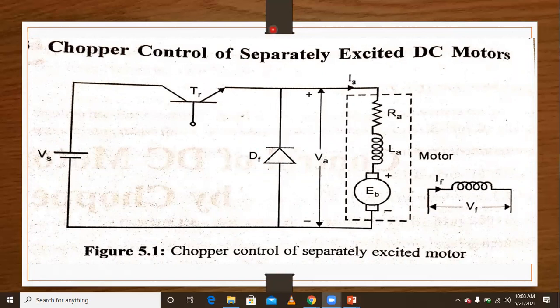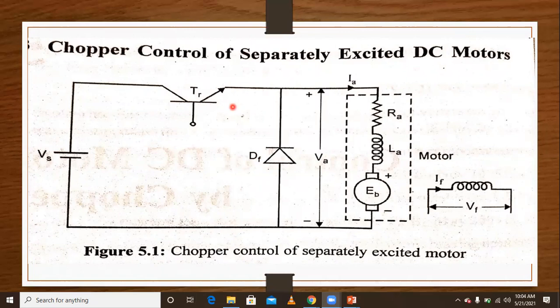Chopper control of separately excited DC motor. In this, the motor is called separately excited, and the excitation is separate. The armature winding is connected to the chopper like this. This is the chopper, transistor type, that is a BJT or power transistor.